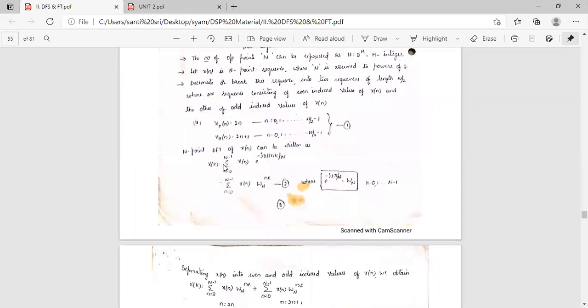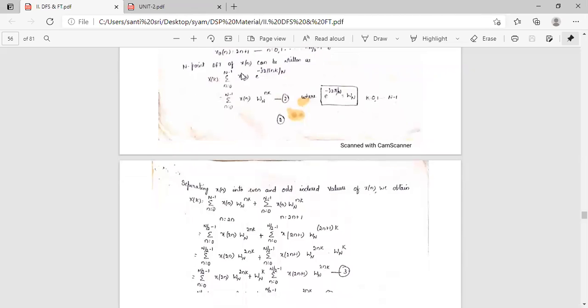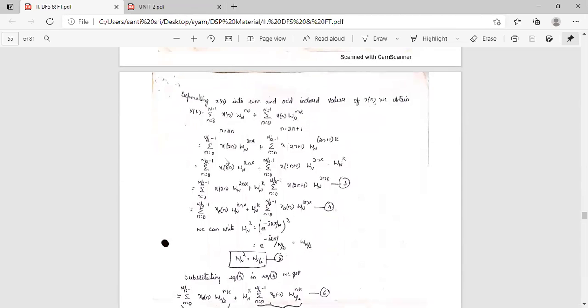So x_e(n) is x(2n), and x_o(n) is x(2n+1), right? So this x(2n) can be replaced as x_e(n) into W_N^(2nk) plus W_N^k into summation n equal to 0 to N/2 minus 1, where x(2n+1) can be replaced by x_o(n) into W_N^(2nk), right? Let it be considered as equation number 4.